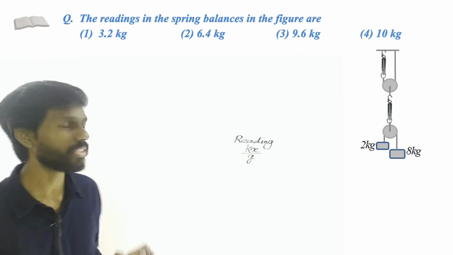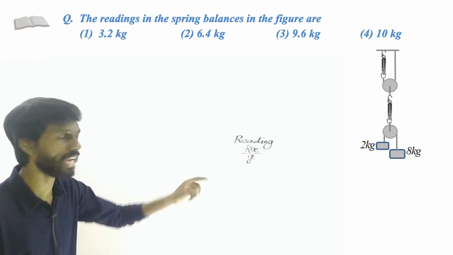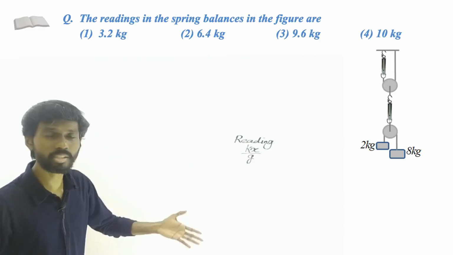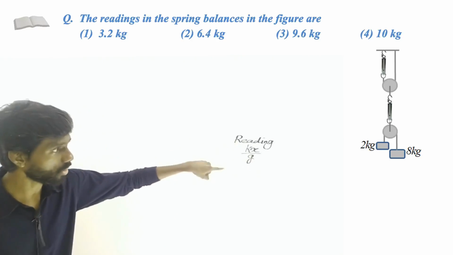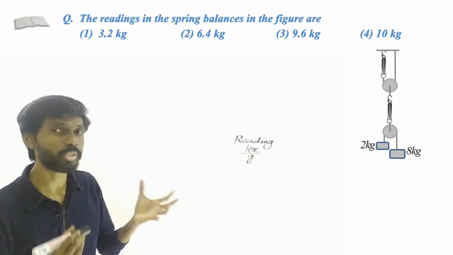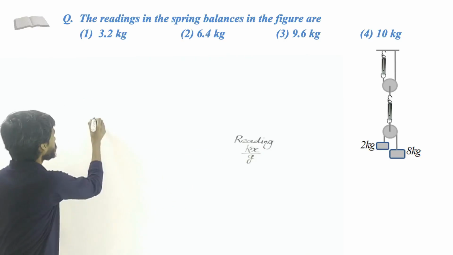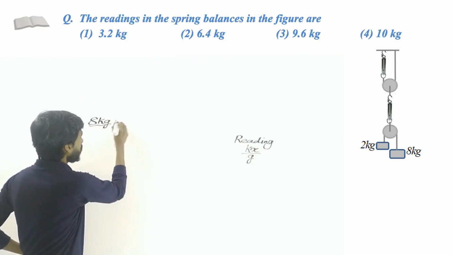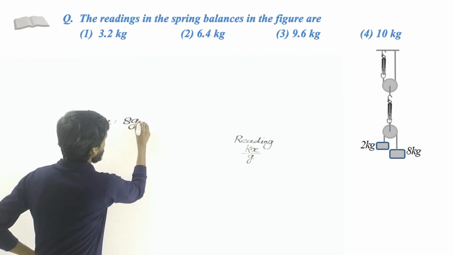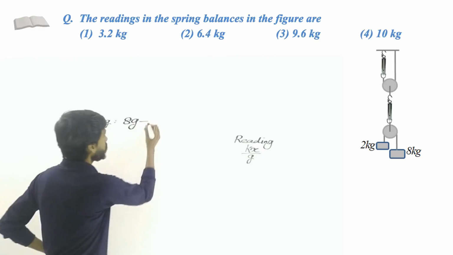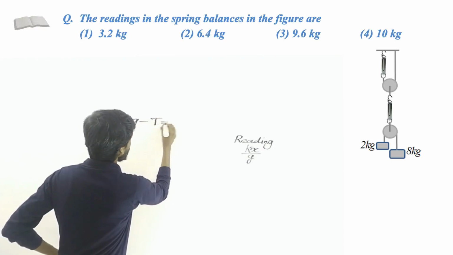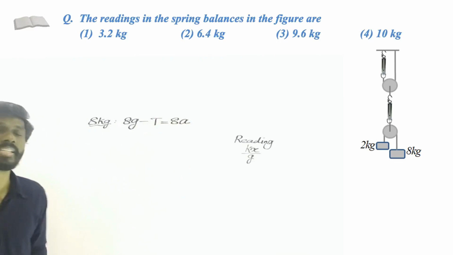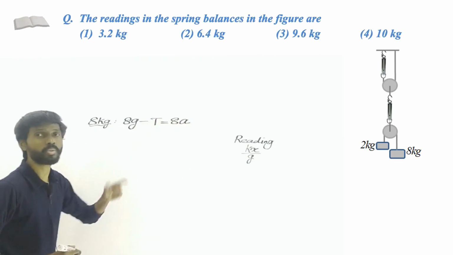Now let us consider these blocks one by one. For this 8 kg block, what are the forces acting on it? The gravitational force 8g in the downward direction, and the tension due to the string in the upward direction. So 8g minus T equals mass times acceleration, 8 times a. Okay, that is for the 8 kg block. Now the 2 kg block.